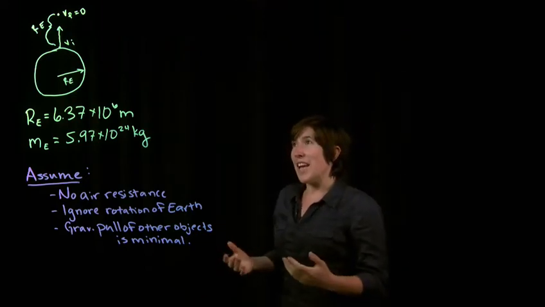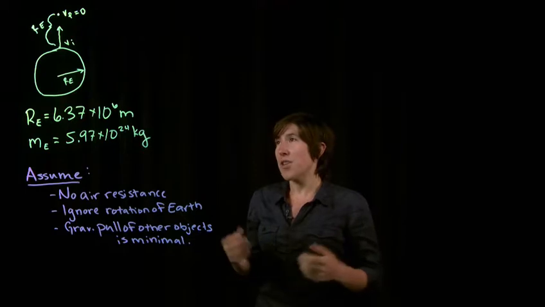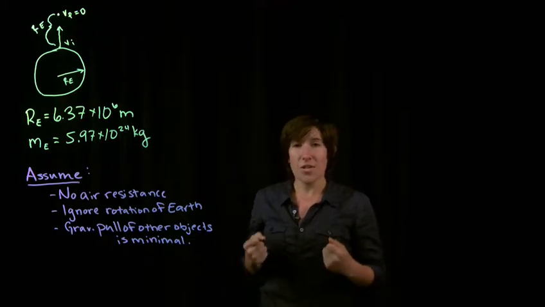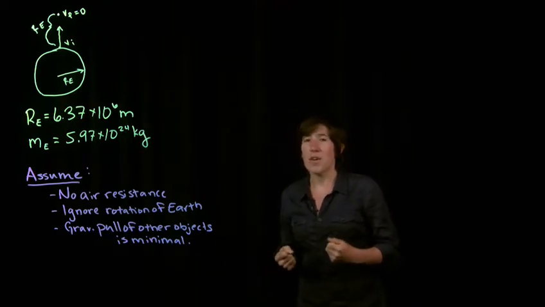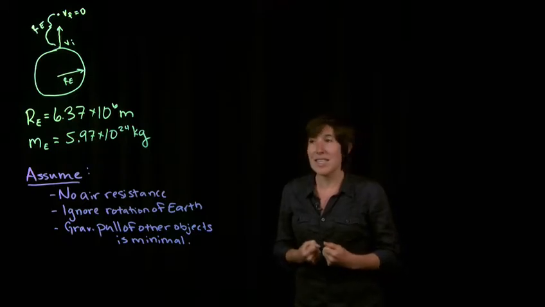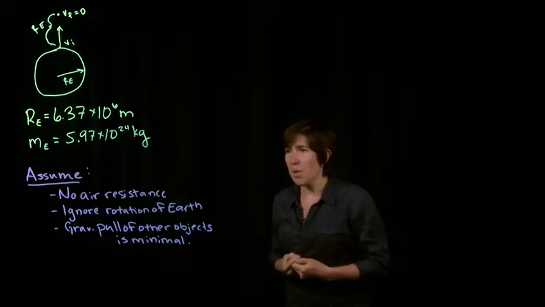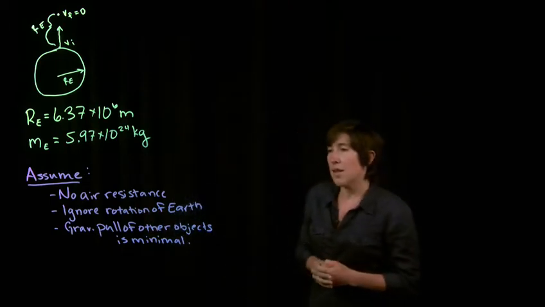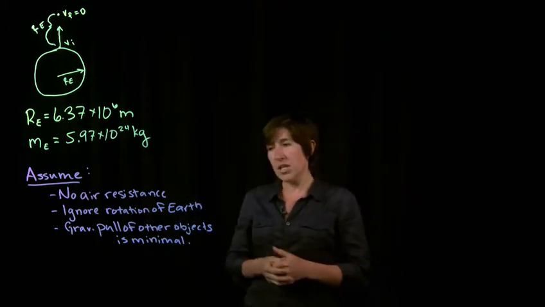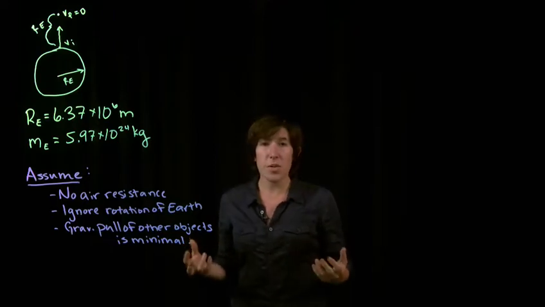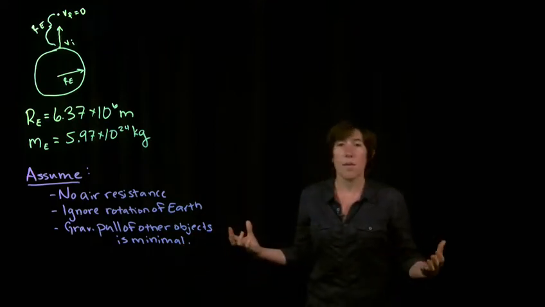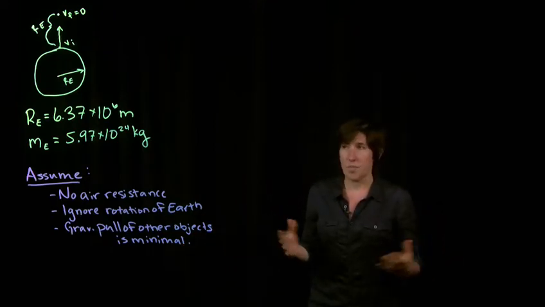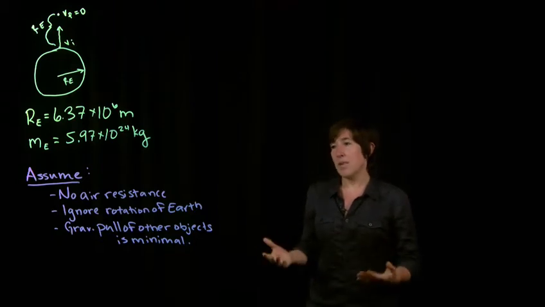What we want to do today is think about, if you're shooting them out of this cannon, what initial velocity you need to give to them in order for them to reach these two different distances. And what we're going to do is assume that there's no air resistance. We're also going to ignore the rotation of the Earth. And finally, we're going to ignore the gravitational pull of other objects, such as the moon. So this really will simplify things.